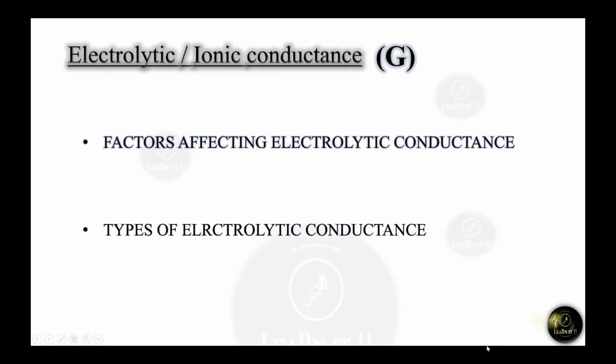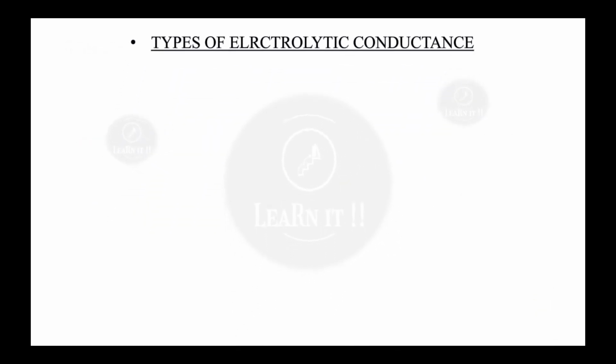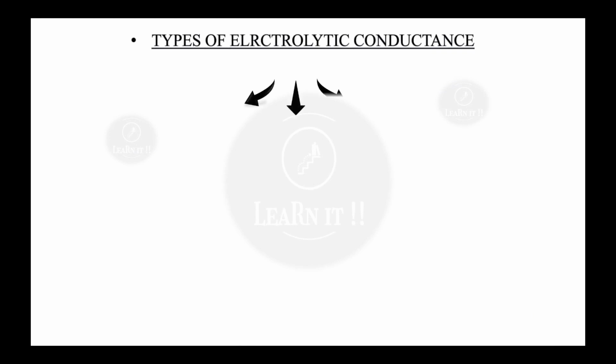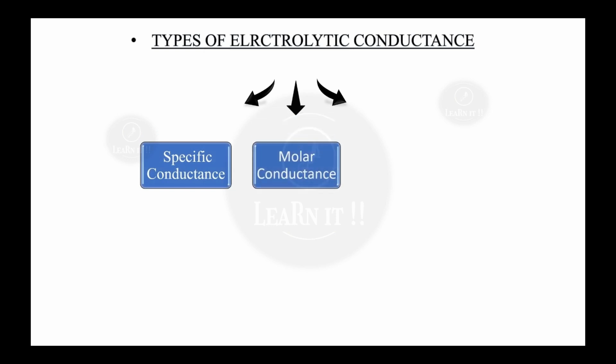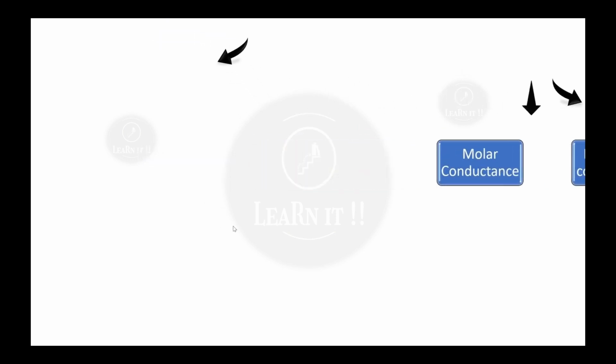So next comes the types of electrolytic conductance. There are three types of electrolytic or ionic conductance based upon the amount of substance present in that solution. The first one is specific conductance, the second one is molar conductance, and the third one is equivalent conductance. So let's begin with the specific conductance.